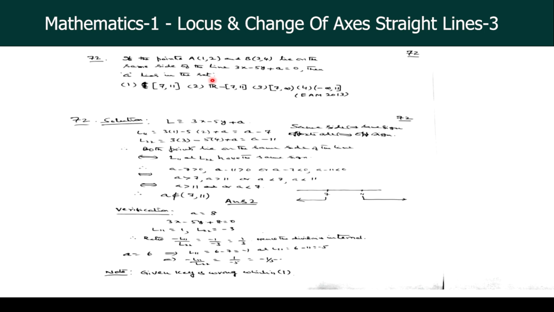Two points lie on the same side if and only if L11 and L22 have the same sign. They lie on opposite sides if and only if L11 and L22 have opposite signs. That means L11 and L22 either both are positive or both are negative, then they lie on the same side of the line. If L1 and L2 are of opposite sign, then they lie on opposite sides. So very simple: same sign, same side; opposite sign, opposite sides.